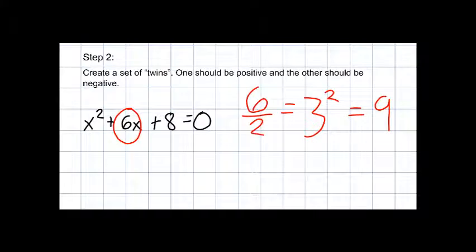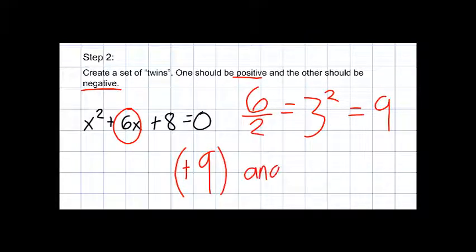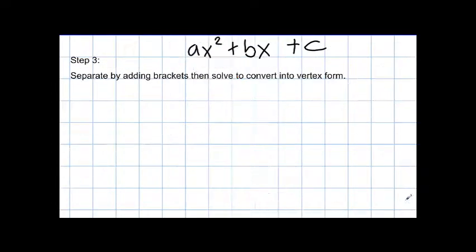Now that we have this value, we're going to make sure we have one positive and the other negative. So we're going to have a positive 9 and a negative 9. Now that we have our set of positive and negative twins, we can insert them into our standard form equation. Your set of twins should always be inserted after the b term and before the c term in the standard form equation. So you should be inserting your twins right around here.